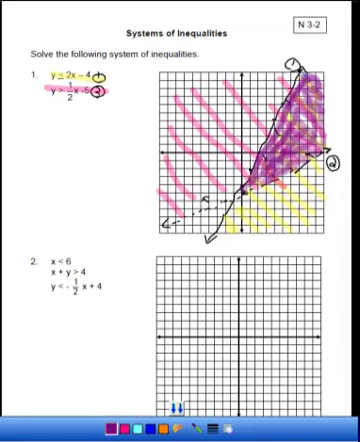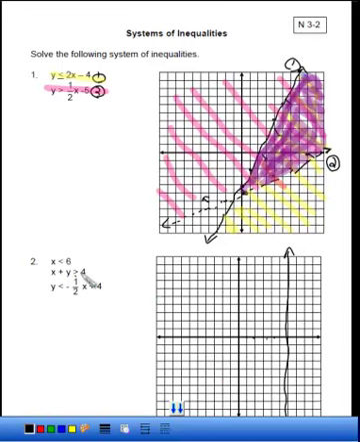Alright, so let's go to our next example. This has 3 lines. X is less than 6. So you go here to 6, 1, 2, 3, 4, 5, 6. And we have x equals 6. It's a vertical line, so it's going to go down like this.